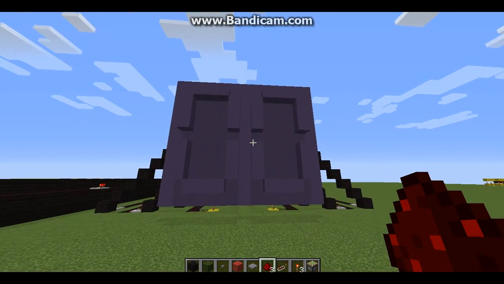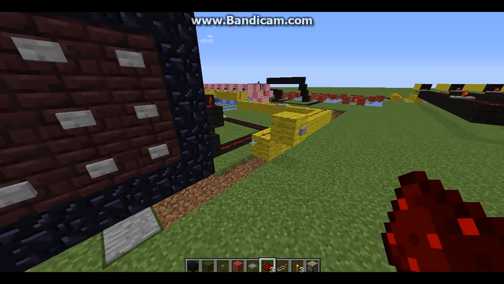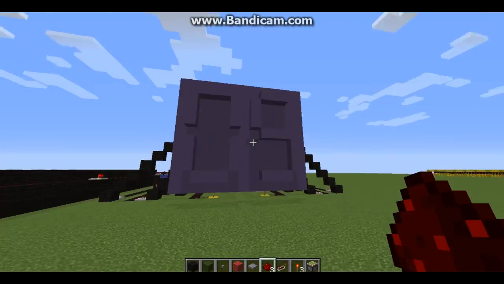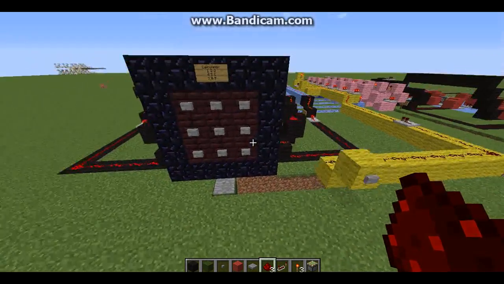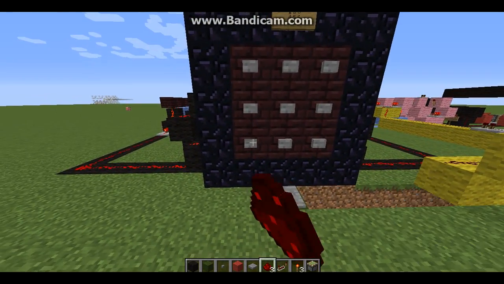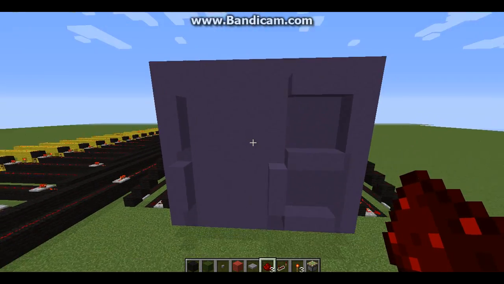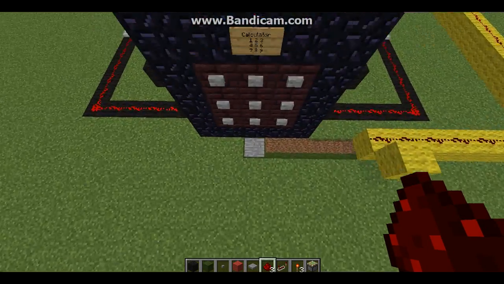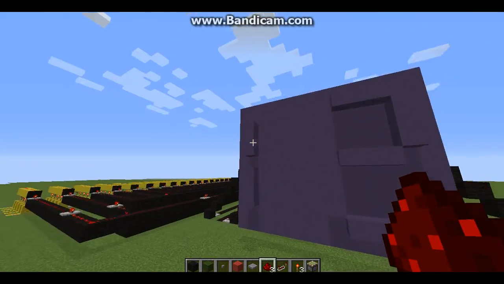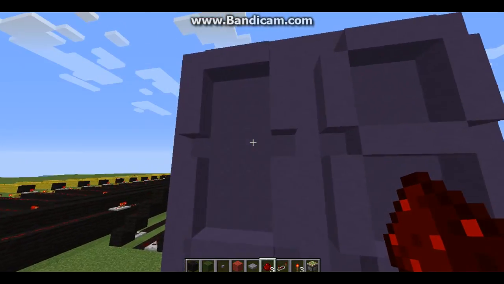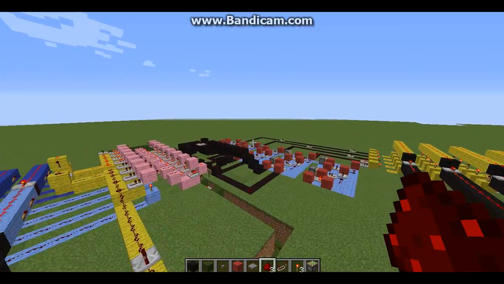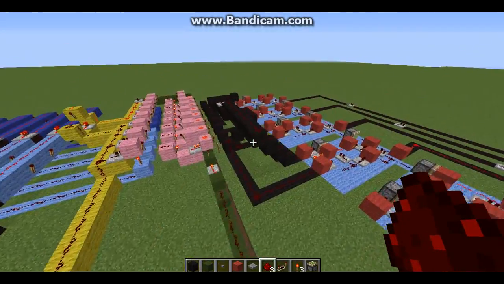So a 5 plus 7 should be 12. Let's see if it works. And yes, it works. Success. Finally, the reset button should be resetting right now. So we finally have got it working.